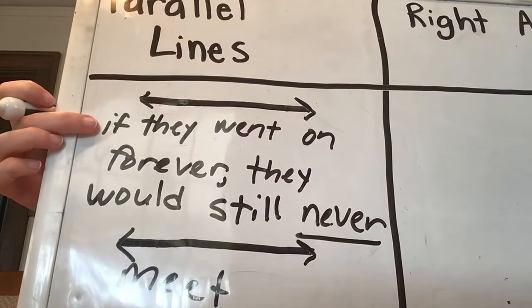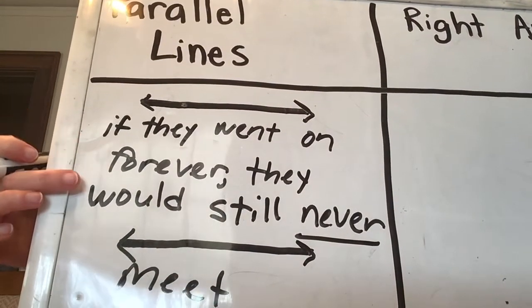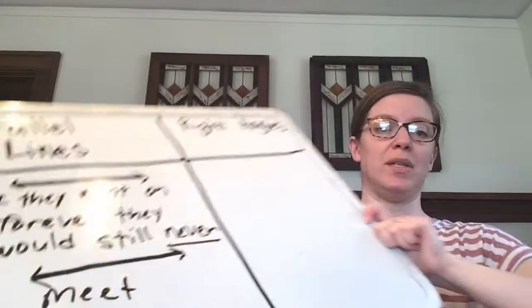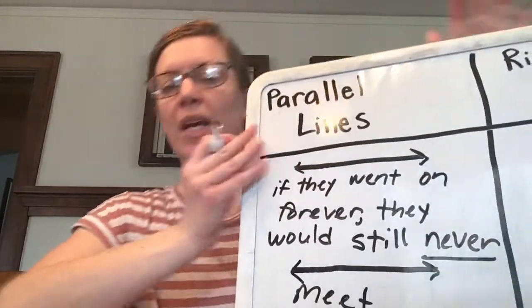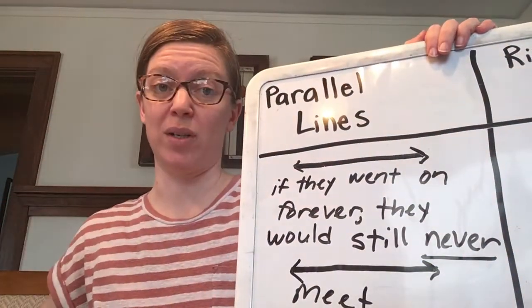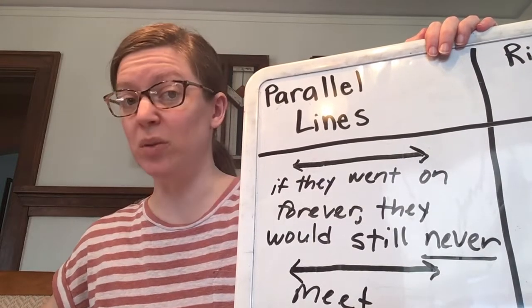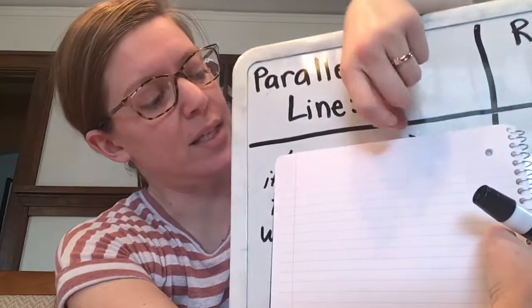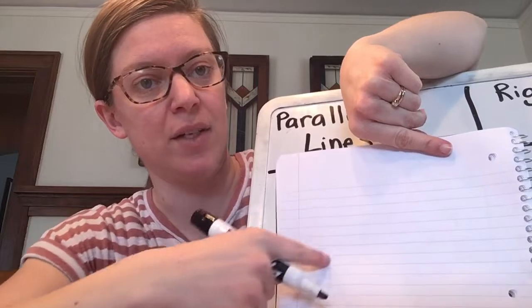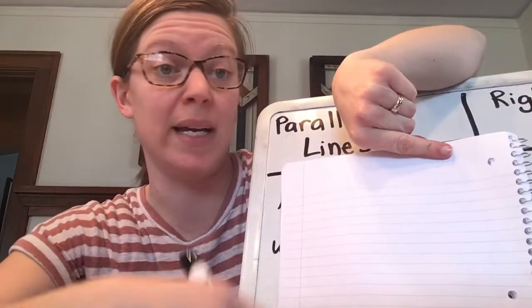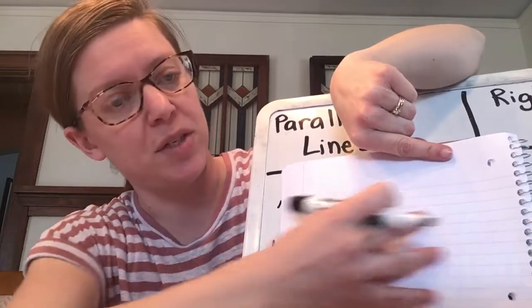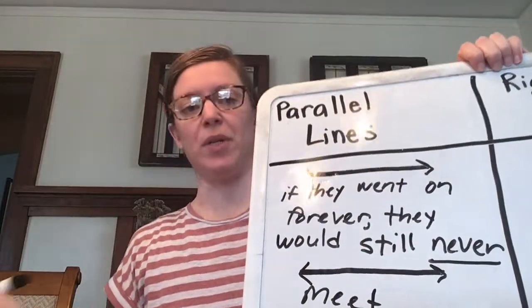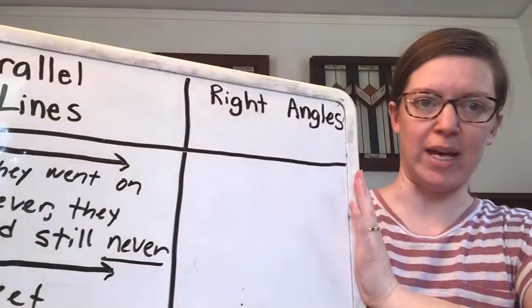Parallel lines, if they went on forever, they would still never meet. And the nice thing, if you're copying this in your notebook, I'll keep this up for a second so you can see, is that the lines in your notebook, those blue lines that go across the page, those are parallel lines, right? Because if these lines on your notebook went on forever and ever, they would still never meet. But this pink line is not parallel with the other ones because it's crossing it. Just these blue lines are our parallel lines. Sound good?